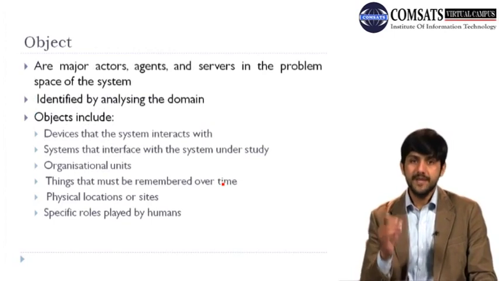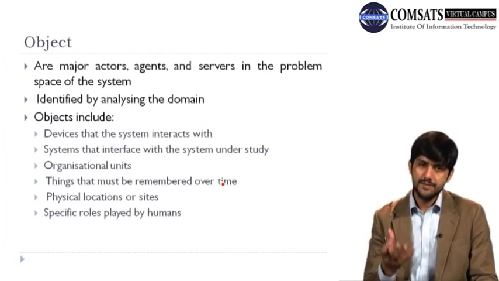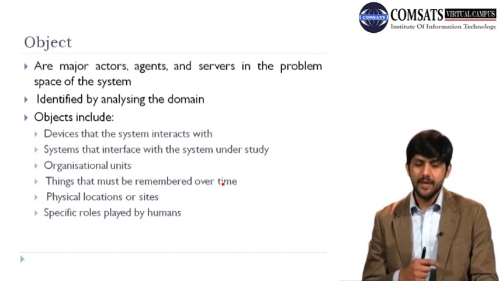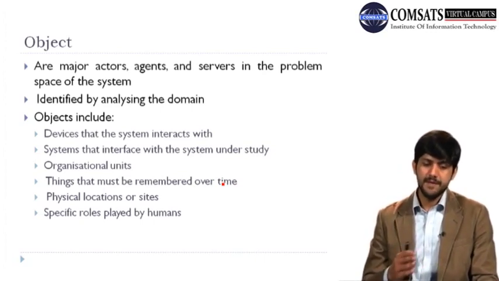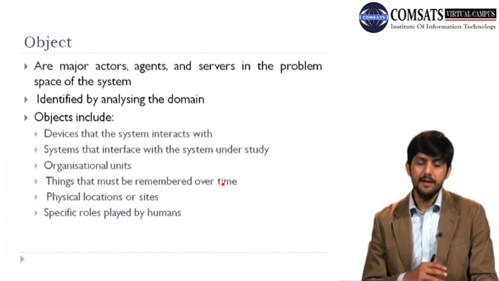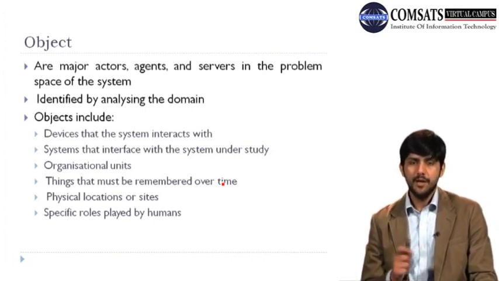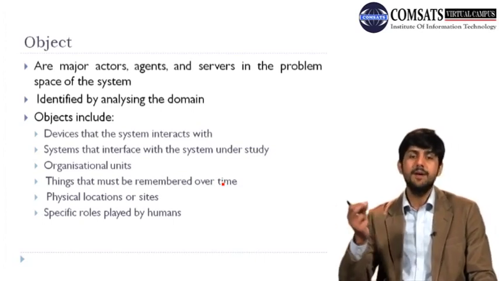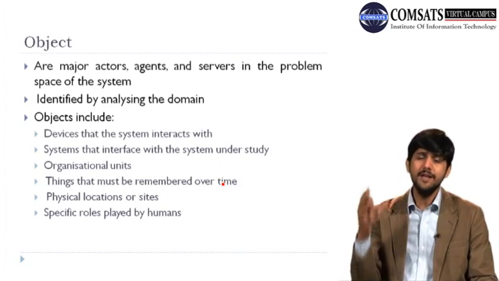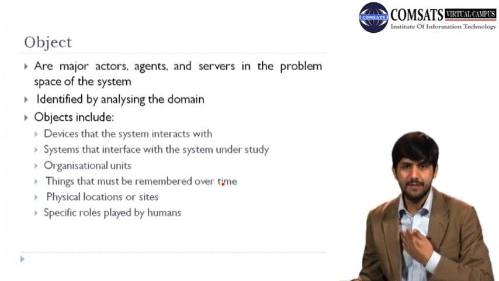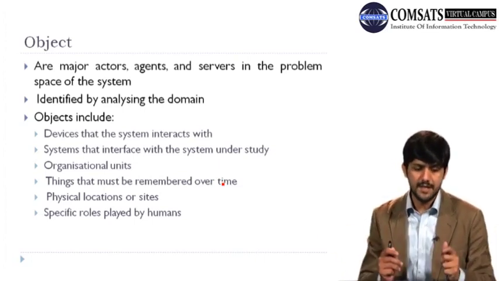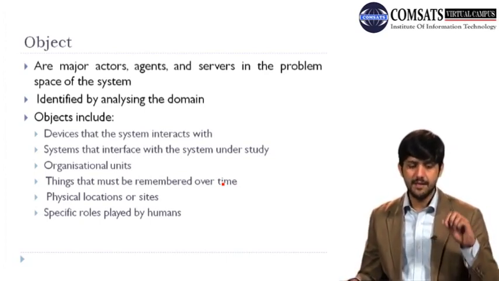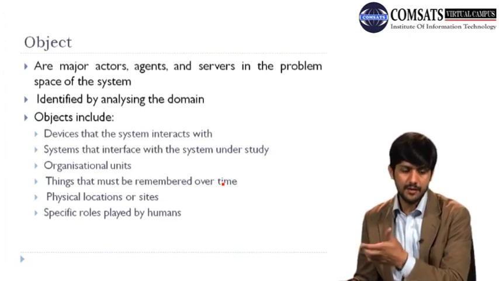There is a concept of objects when we are using these object-oriented methods for requirement engineering. The objects are major actors, agents, and servers in the problem space of the system, identified by analyzing the domain. So what is an object? Objects include devices that the system interacts with. Remember, we said that we are going to do a grammatical parse, and then identify objects. So again, this is very similar to that. Any device that the system interacts with is an object.